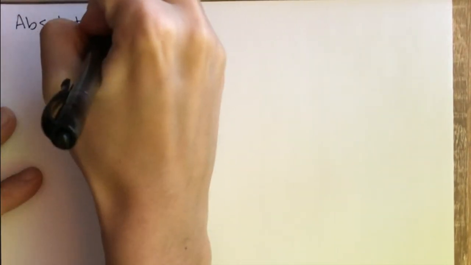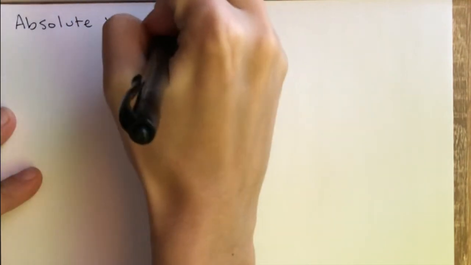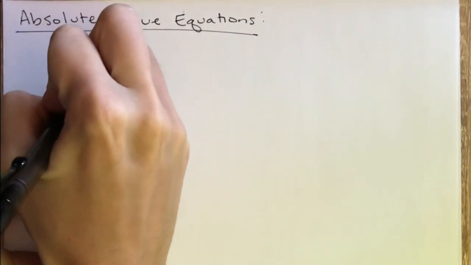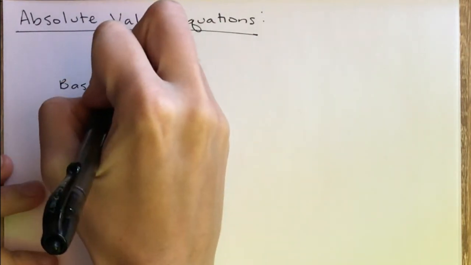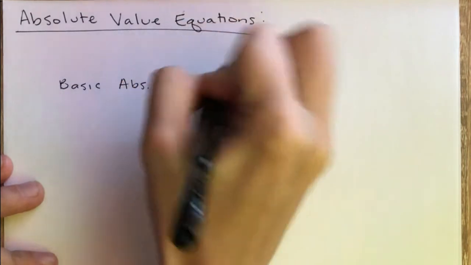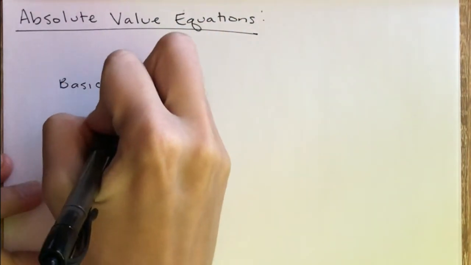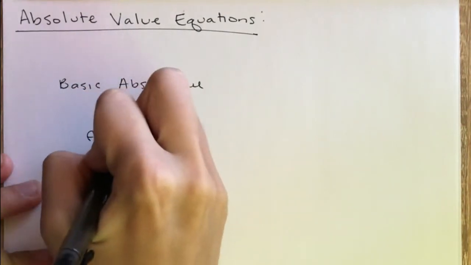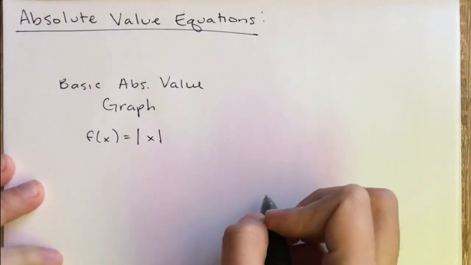All right, today we're talking about absolute value equations. So first of all, quick refresher, what does an absolute value graph look like? Let's check it out. So a basic absolute value graph, right, of f of x equals the absolute value of x.